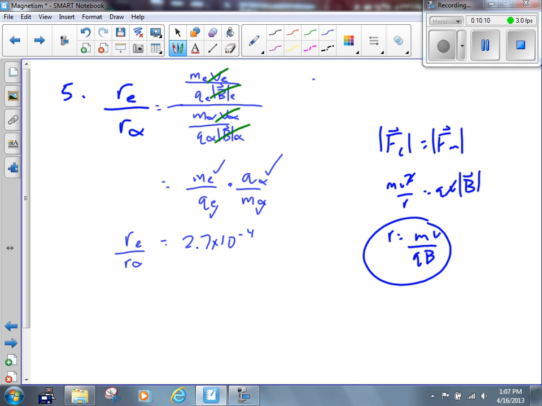If we divide my age by Nick's age, we get 2.5. That means the ratio of my age to his age, or the comparison, is 2.5 to 1. The ratio of the electron's path to the alpha particle's path would be 2.7 times 10 to the minus 4 to 1. Anybody get that question? Good. Good.